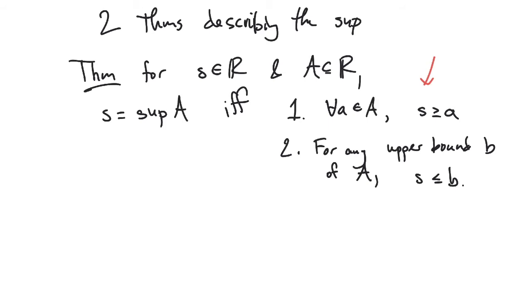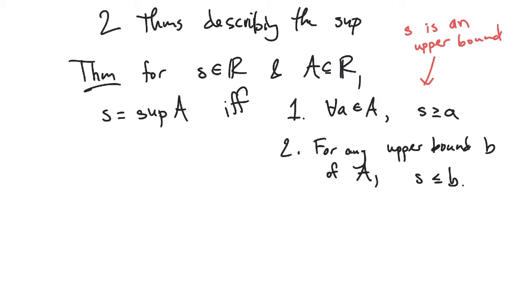We have a word for that. Well, just the first part by itself doesn't mean that S is the sup. I'm saying for every element of A, S is bigger than it. I would say this means S is an upper bound. S is an upper bound, right?